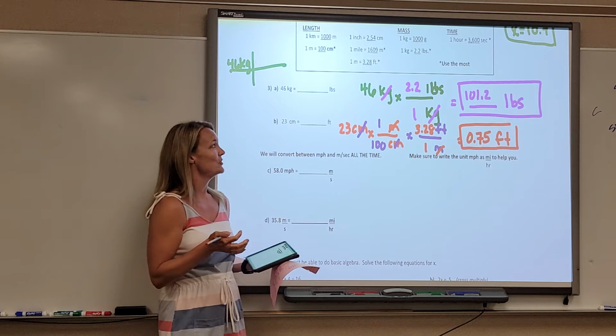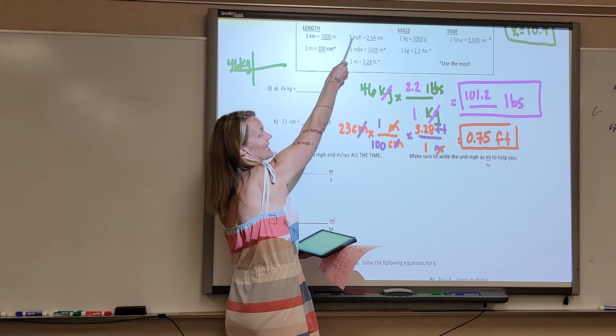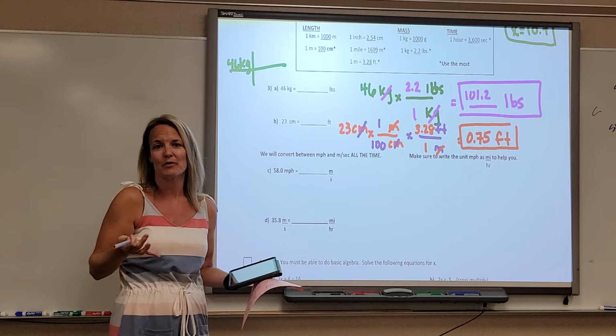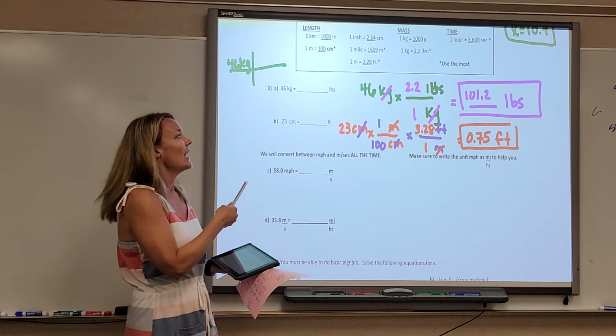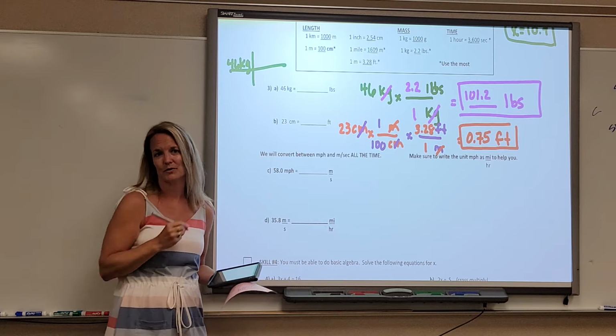You could, like I said, go from centimeters to inches, and then if you remember that there's 12 inches in a foot, you could do it through those 2 steps as well. You get the same answer. I just didn't have the 12 inches in a foot, so I used the other way to do it.